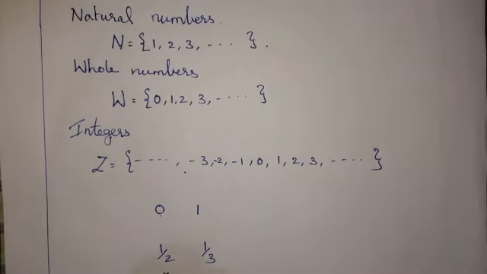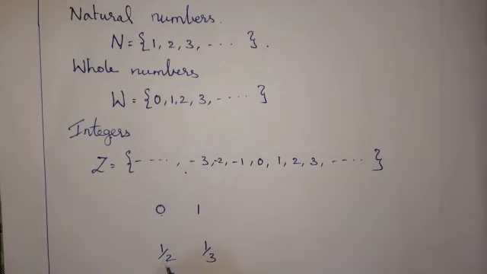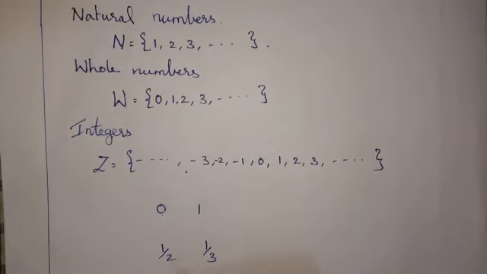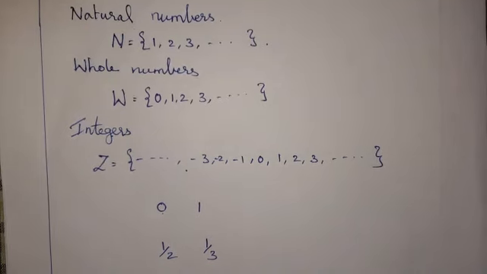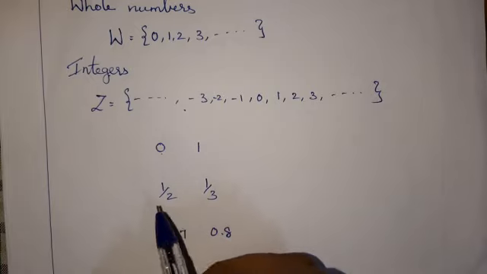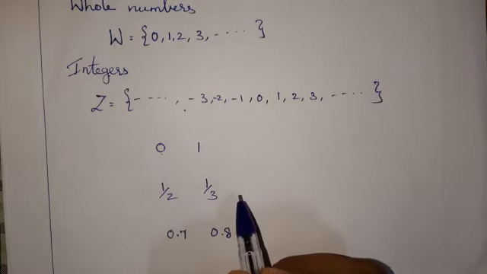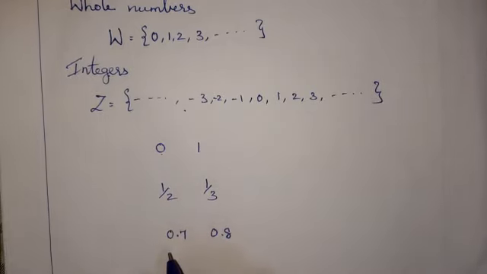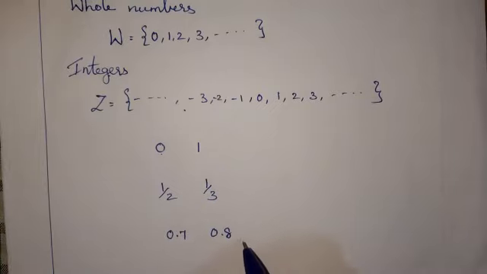Yes, you have 1 by 2, 1 by 3, like that. If you change 1 by 2, which means half, into decimal, it means 0.7. If you change 1 by 3 into decimal, it means 0.8. Therefore, you have numbers between 0 and 1: in fractions, 1 by 2, 1 by 3, and in decimals, 0.7, 0.8.